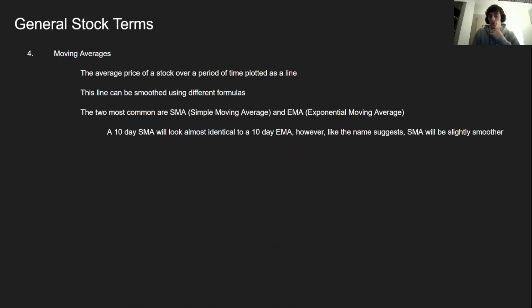So for moving averages, which you'll see are just the lines on the charts that I provided, the moving average is the average price of a stock over a period of time plotted as a line. This line can be smoothed a couple of different ways. The most common are an SMA or an EMA, a simple moving average and an exponential moving average. They are basically the same thing. The SMA is just very slightly smoother, but they are essentially the exact same thing.